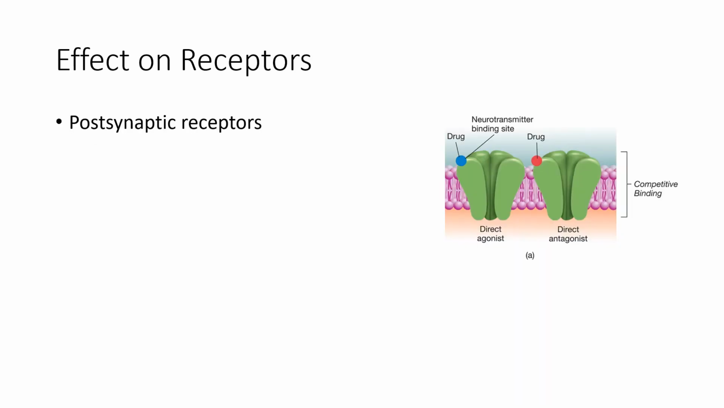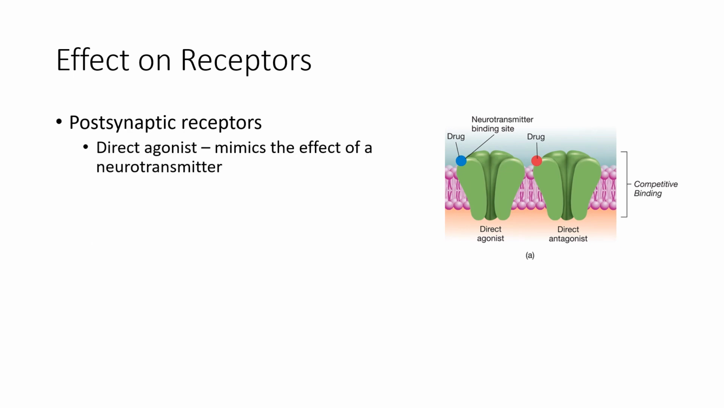Let's take a look at the effect on receptor sites. So here we're looking at the receiving neuron or the postsynaptic neuron. As I mentioned, there are receptor sites on the receiving neuron that are there waiting to receive the neurotransmitter. Now, some drugs can be basically competitive with a neurotransmitter.